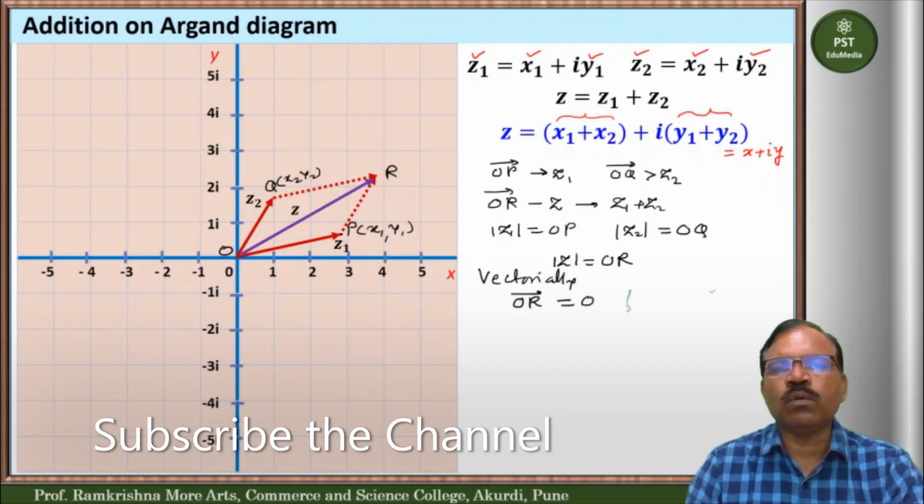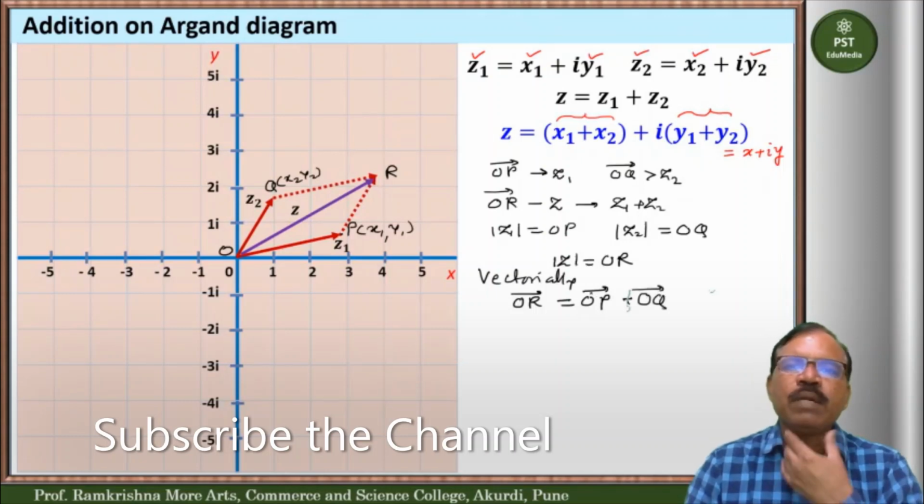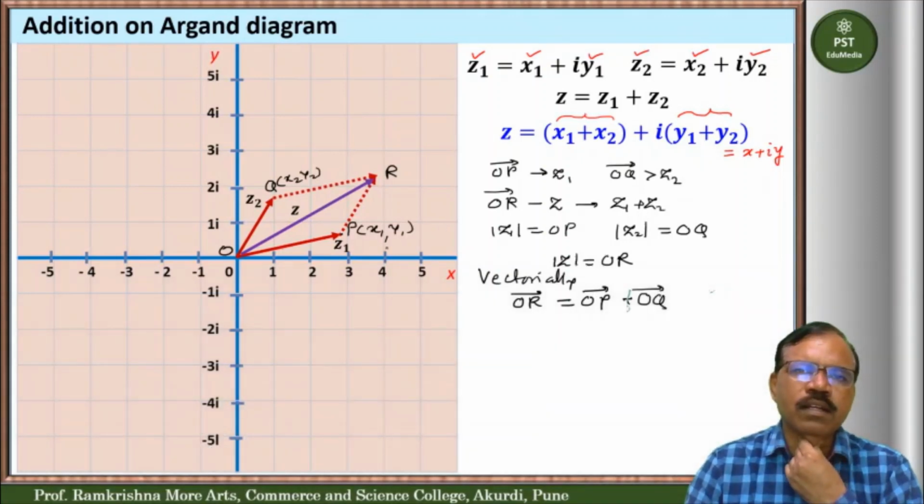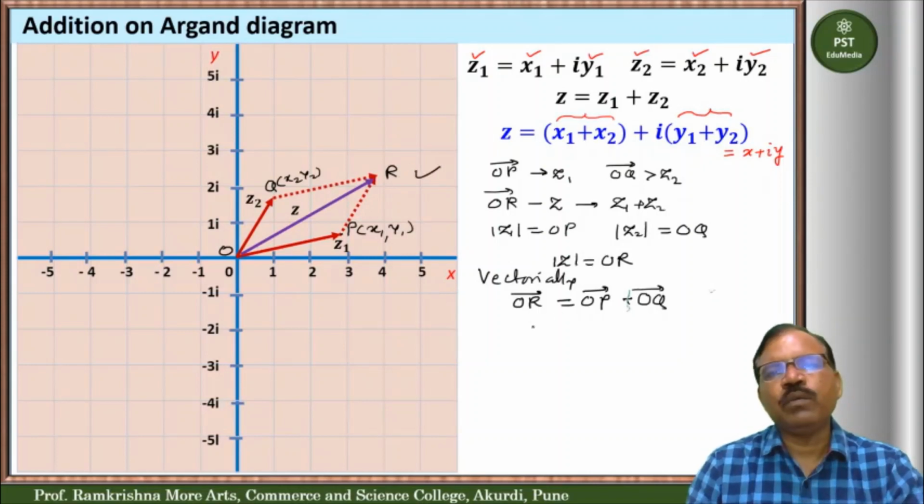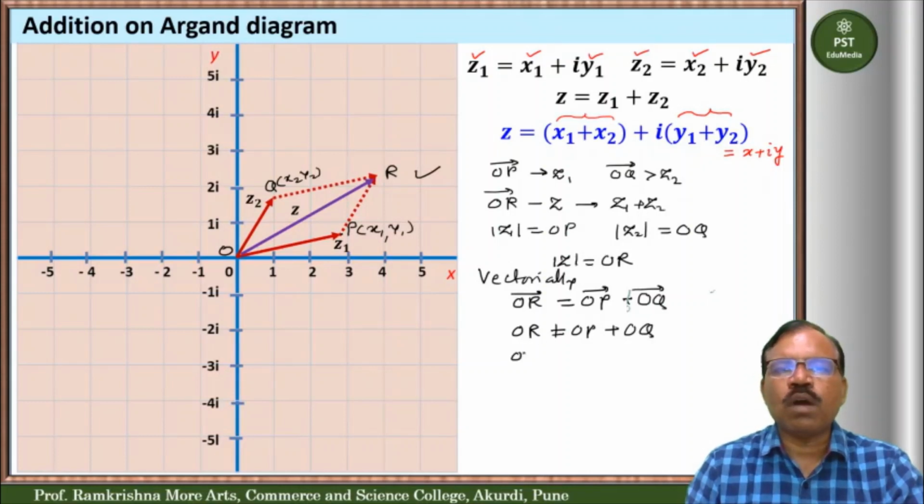OR vector is equal to OP vector plus OQ vector. But if we see in this vector diagram, you will observe that OR magnitude is not equal to OP magnitude plus OQ magnitude. In fact, OR is less than this OP plus OQ.